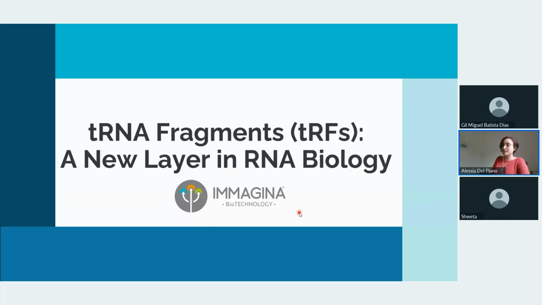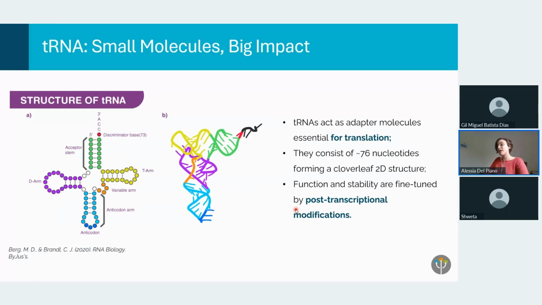So starting from the introduction, tRNA fragments are generated from the full-length tRNA. So tRNAs are adapter molecules that are necessary for translation, linking the mRNA codon to their corresponding amino acid. And each tRNA is about 76 nucleotides and forms a specific cloverleaf 2D structure with acceptor and loop arms. The function and stability of the tRNAs are heavily influenced by the presence of post-transcriptional modification.